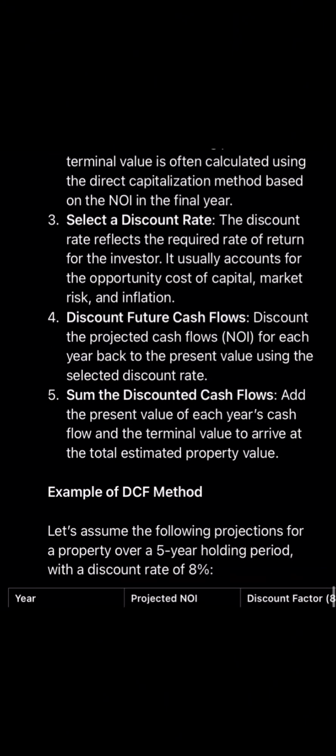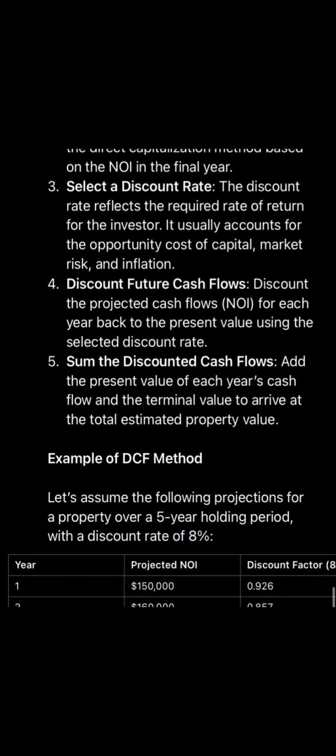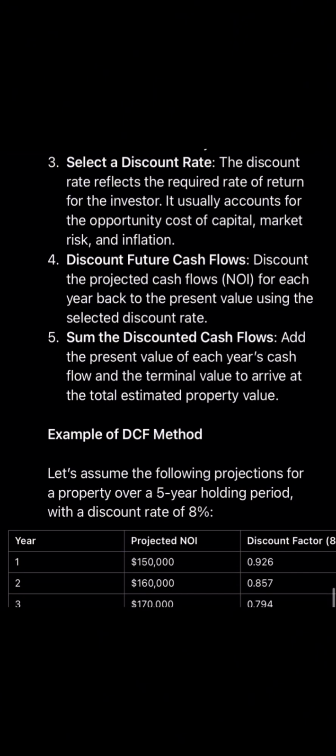4. Discount future cash flows. Discount the projected cash flows, NOI, for each year back to the present value using the selected discount rate. 5. Sum the discounted cash flows. Add the present value of each year's cash flow and the terminal value to arrive at the total estimated property value. Example of DCF method.